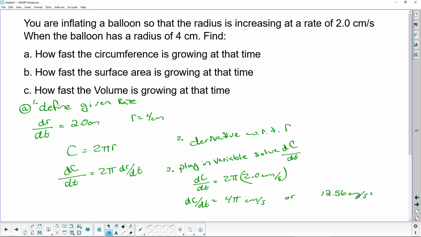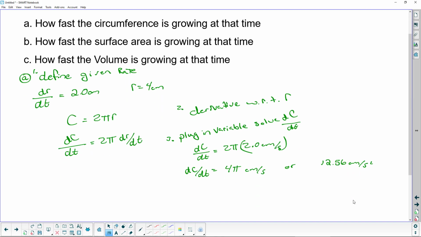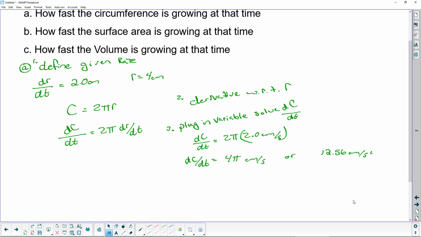So that's how fast the circumference is growing. The radius is growing by 2 centimeters a second, and the circumference is growing by 12.56 centimeters a second. Okay, pretty easy, right? Same pattern for surface area, except we change the formula. I'll do this one in a different color. Let's use red.